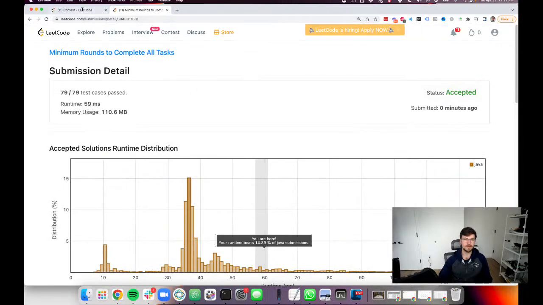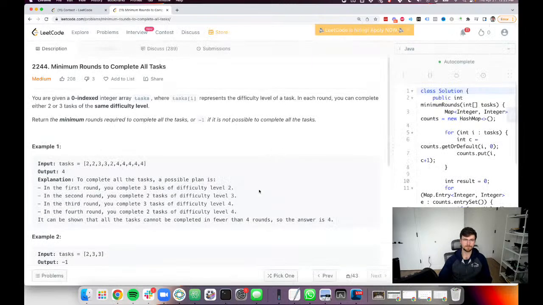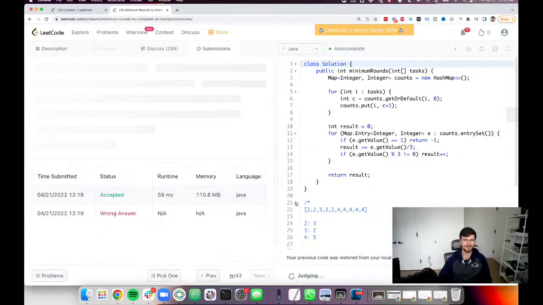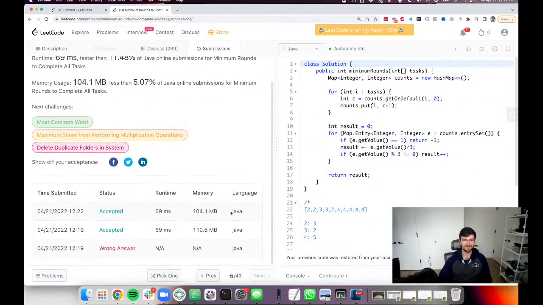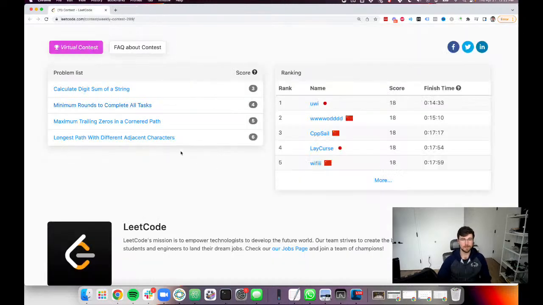I'm curious to submit this again and see if we get a significantly different runtime. Otherwise I'm going to let it go. No? Okay. Yeah, I don't know why ours looks so different from that other solution that basically looks the same. But all right, well, moving on.